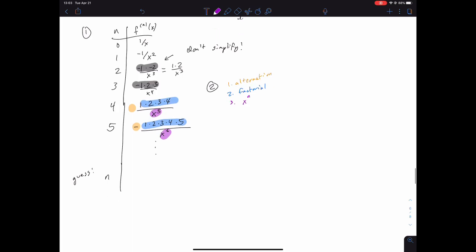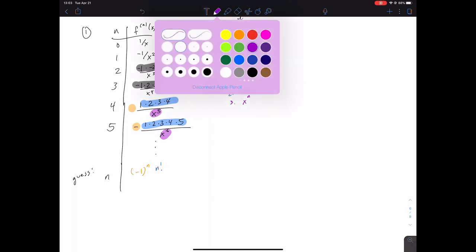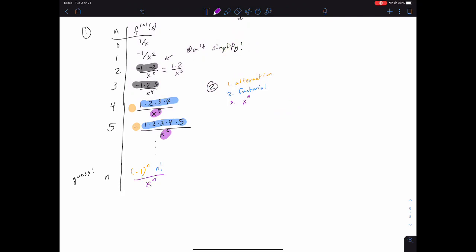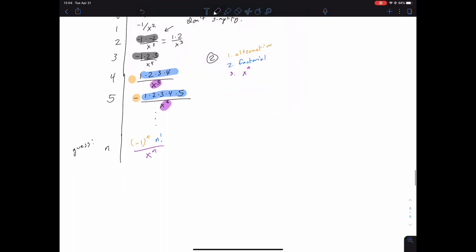So those things tell me that, well, how do I create alternation? Alternation is negative 1 to the n, always. What is a factorial? Well, it's n factorial. And then I will just write x to the n. And this is not right. What I just wrote is not right, and it is fine. It's fine that it's not right. I'll fix it in a minute. Okay, why is it fine that it's not right? So that's my guess, and then let's just fix.